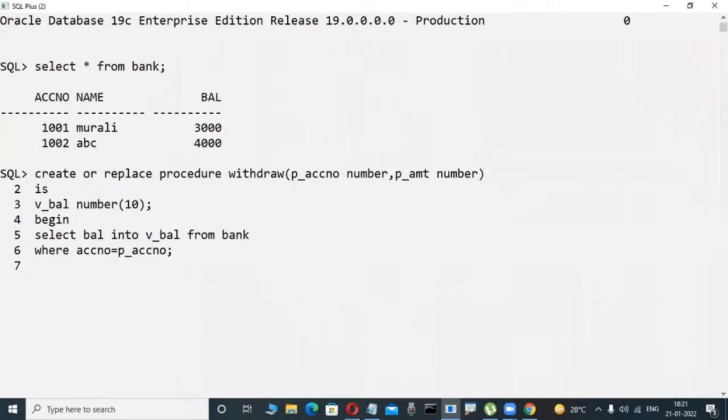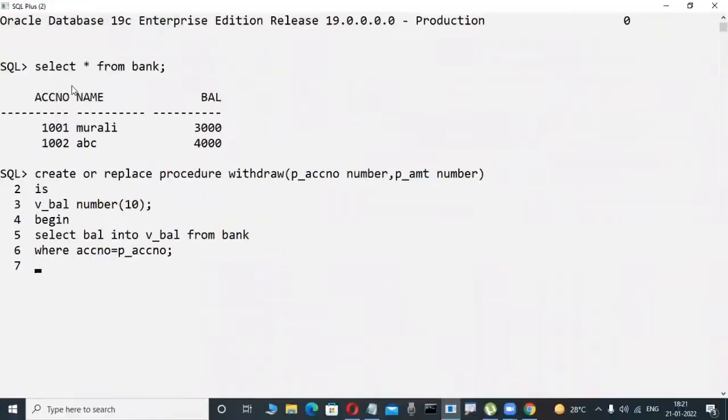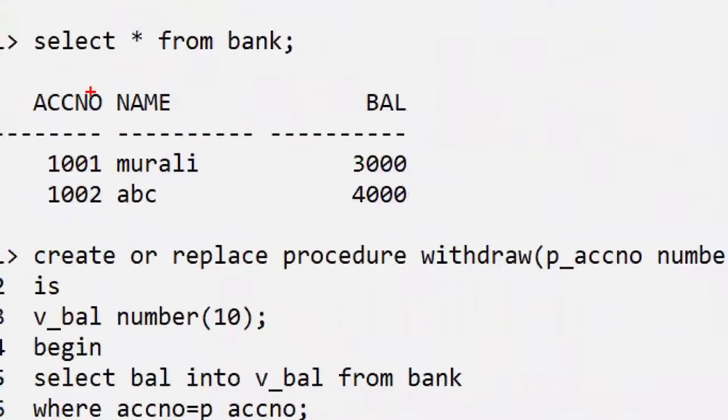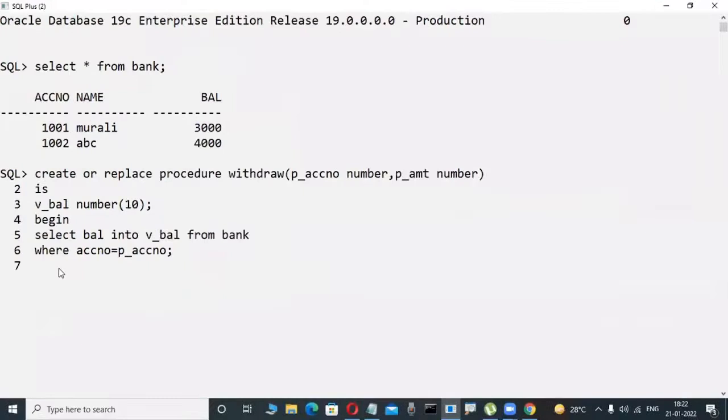Suppose bank is a table; in this table format your transactions are stored. This table I am using in this PLSQL code. Here I am checking the balance, through the account number. Whenever I insert an ATM card, I try to withdraw 9,000, as in the previous case.